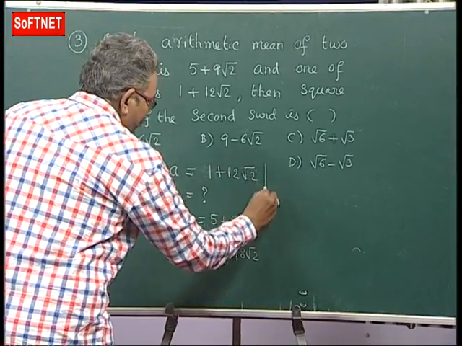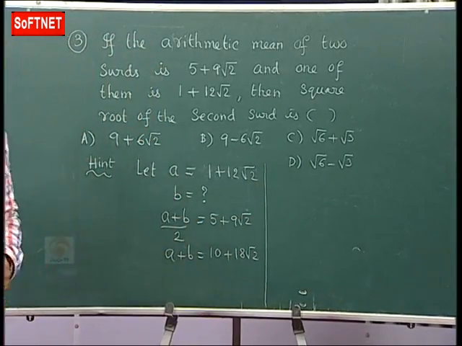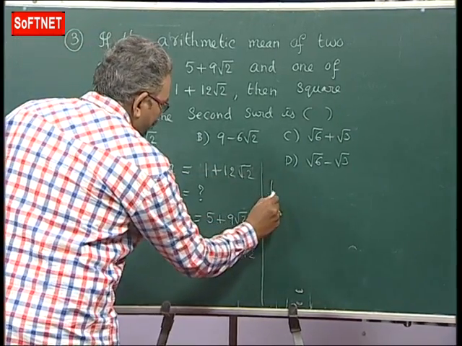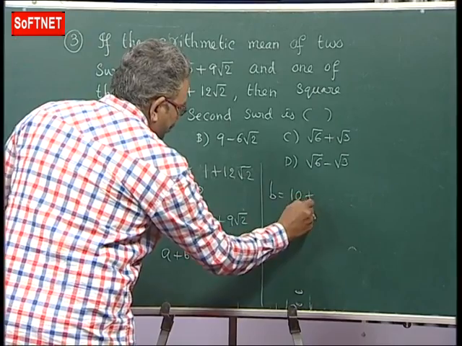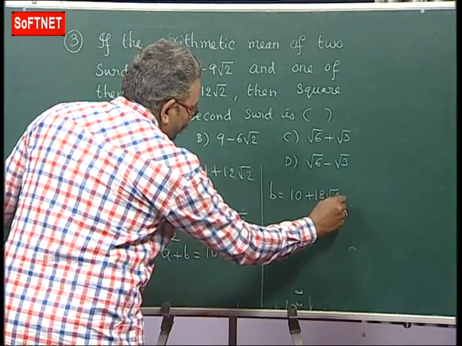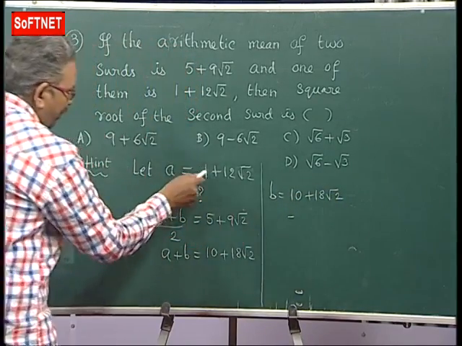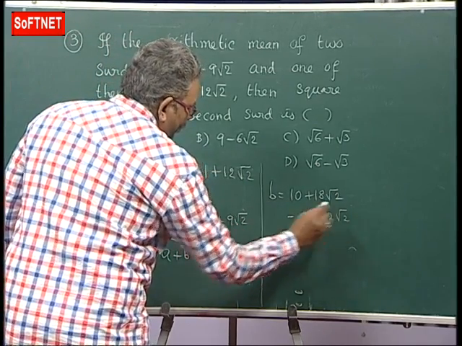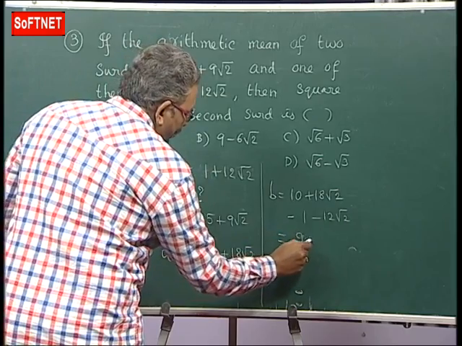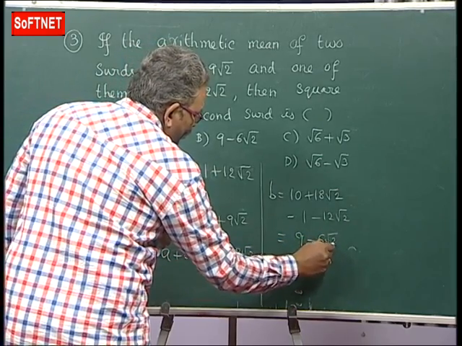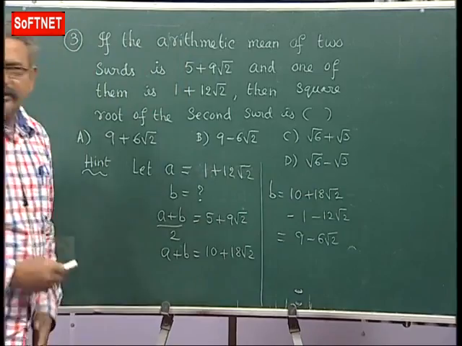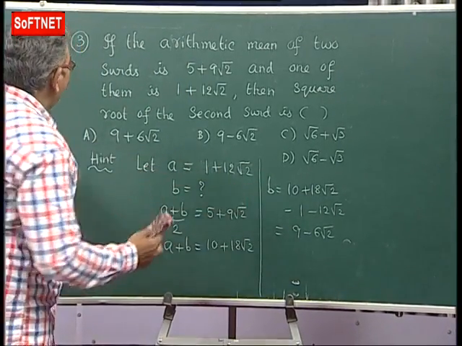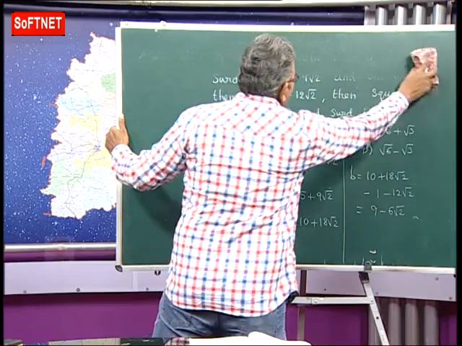Now let us determine the surd B. Already A is 1 plus 12 root 2. B is equal to 10 plus 18 root 2, minus this one, minus 1 minus 12 root 2, that is 9 minus 6 root 2. 18 root 2 minus 12 root 2 is 6 root 2. Now square root of B you have to find out.